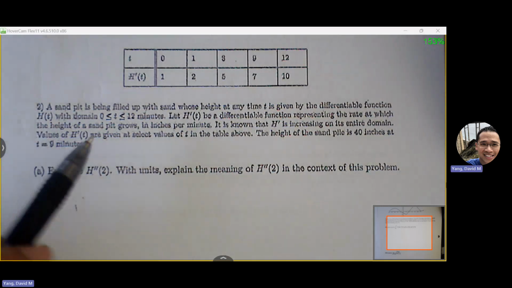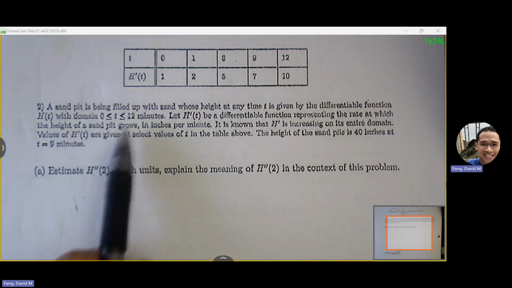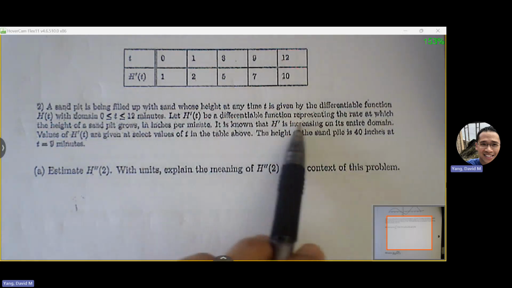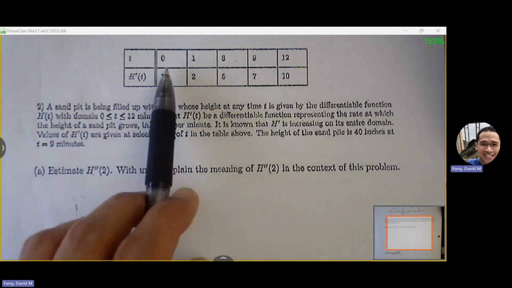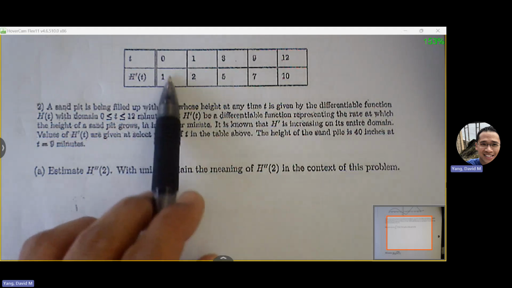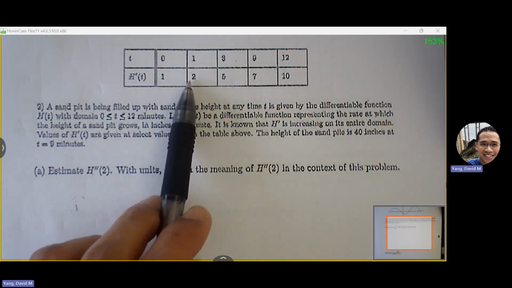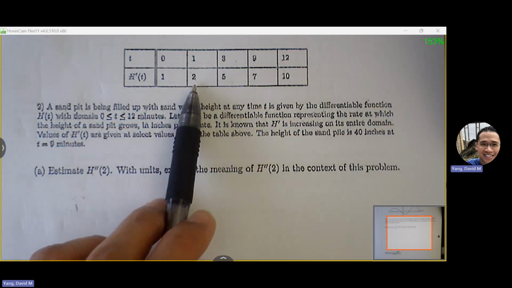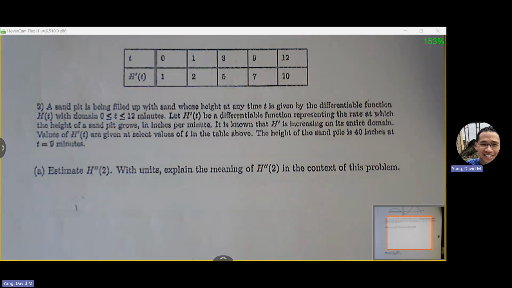Okay, a sand pit is being filled with sand whose height at any time is given by a differentiable function h of t. H prime is a differentiable function representing the rate at which the height of the sand pit grows. So at 0 minutes, the sand pit is growing at a rate of 1 inch per minute. Then at 1 minute, the sand pit is growing at a faster rate, 2 inches per minute, then 5 inches per minute, then 7, then 10. So the rate at which that pit is growing is accumulating at a faster rate.